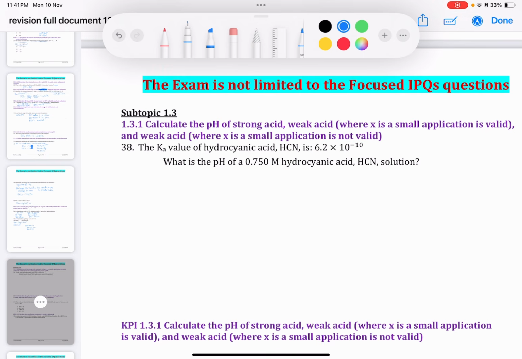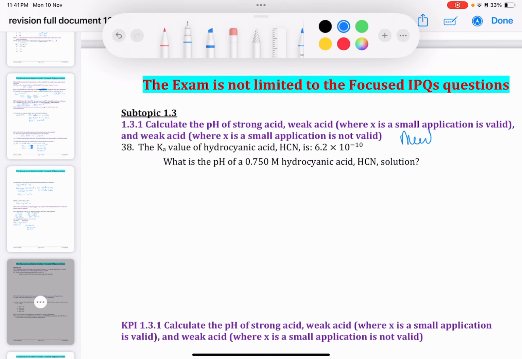I think here we reach the ICE table. The Ka value of hydrocyanic acid is 6.2 times 10 to the power negative 10. What is the pH of a 0.750 M HCN? You have to be very careful in these kinds of questions.